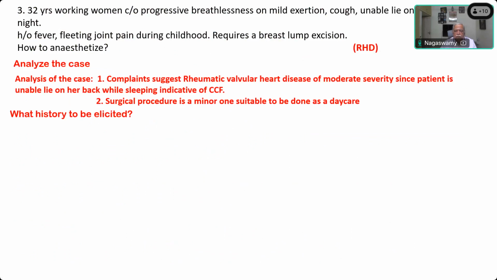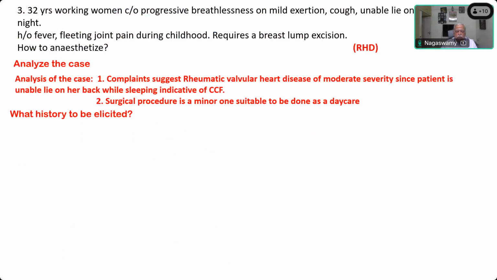Once you know it is a rheumatic valvular heart disease patient coming for a non-cardiac surgery, what are the points in the history that you have to elicit? Since she has a history of fever and fleeting joint pains earlier in childhood itself, she might be on penicillin. Okay, injections, tablets. In what way? Yes, this is important, but in what way is it going to affect your management? Why do you want to know whether she is on penicillin or not?